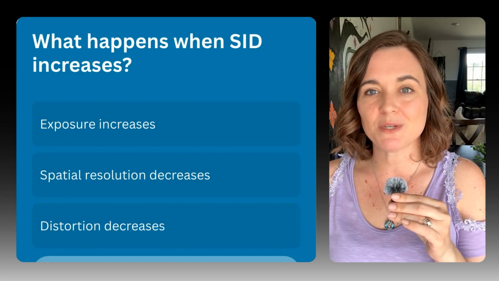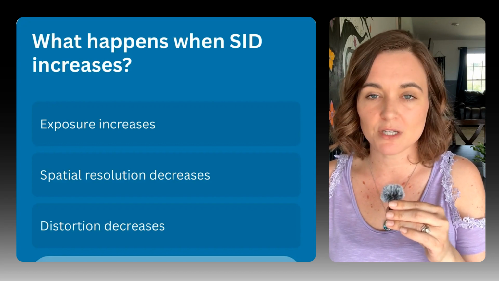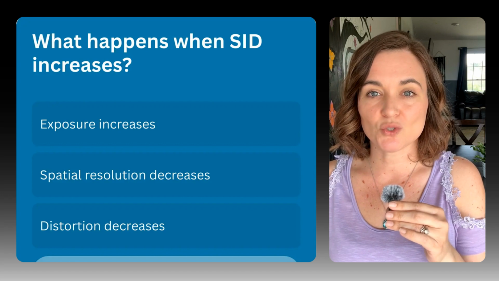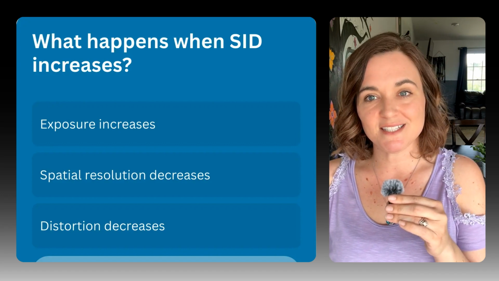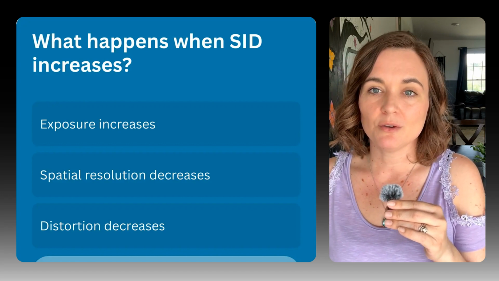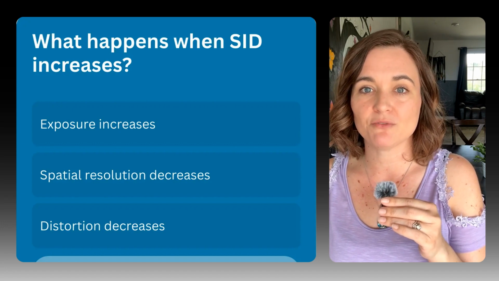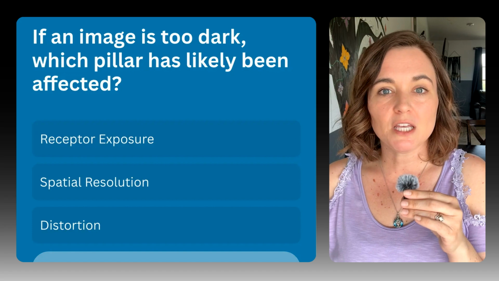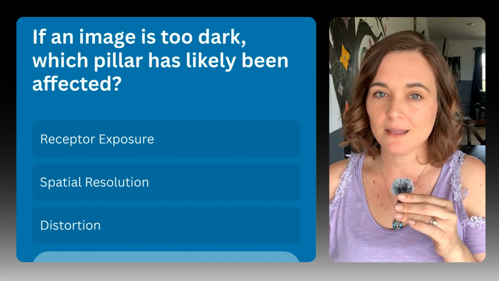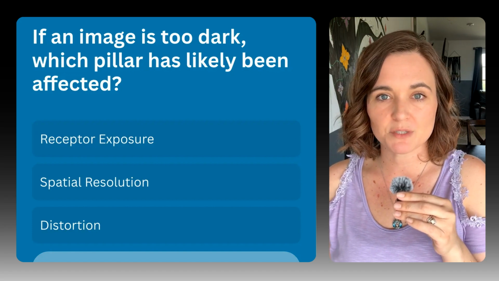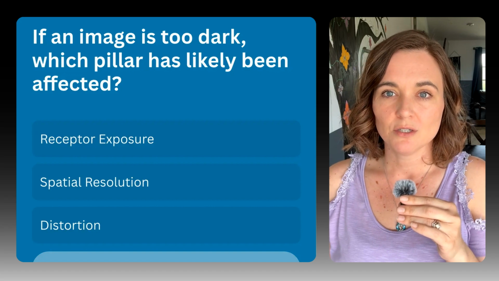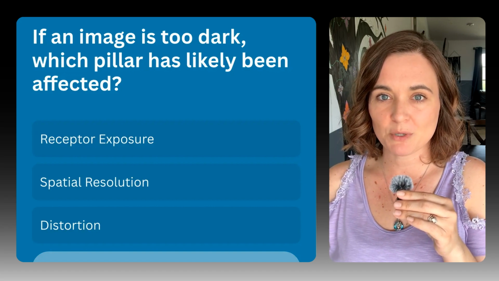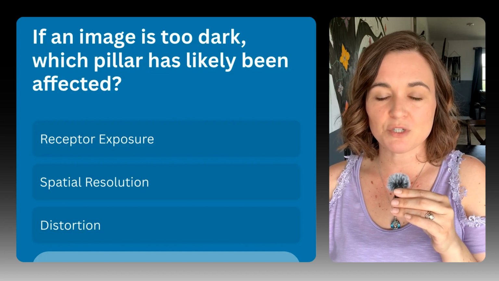Question 2, what happens when SID increases? A, exposure increases, B, spatial resolution decreases, C, distortion decreases. The answer is C, distortion decreases. The more SID, the less beam divergence and the less distortion you have. Question 3, if an image is too dark, which pillar has likely been affected? A, receptor exposure, B, spatial resolution, or C, distortion? The answer is A, receptor exposure. Exposure directly controls image brightness.